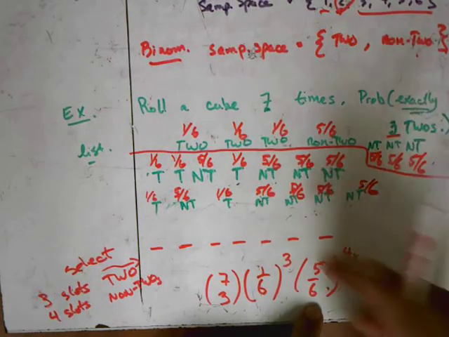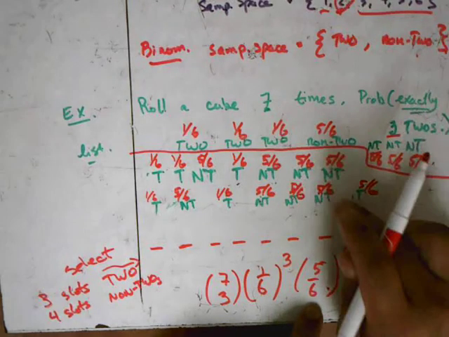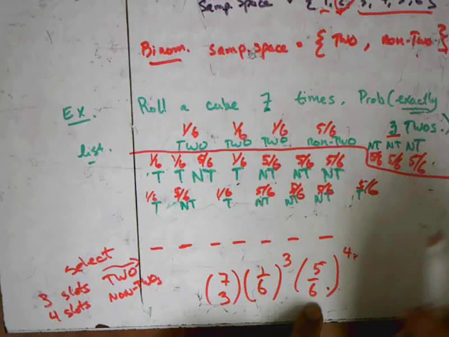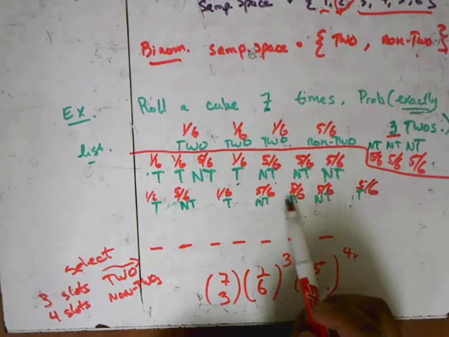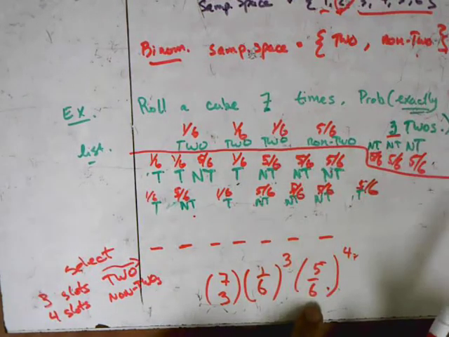Oops, I think I messed up in this example. There should have been another 2 here. Sorry about that. This should have been a 2. So there are 4 non-2s, and then 3 2s.